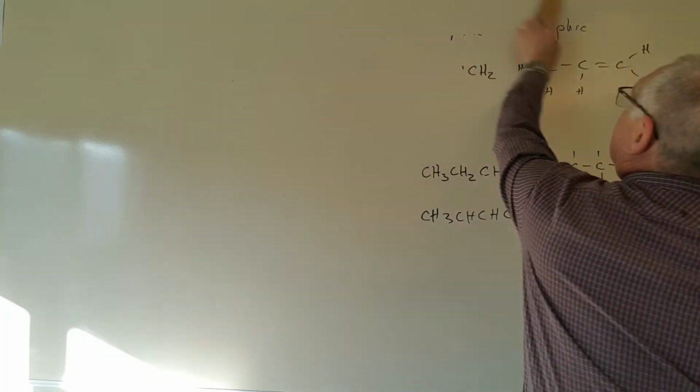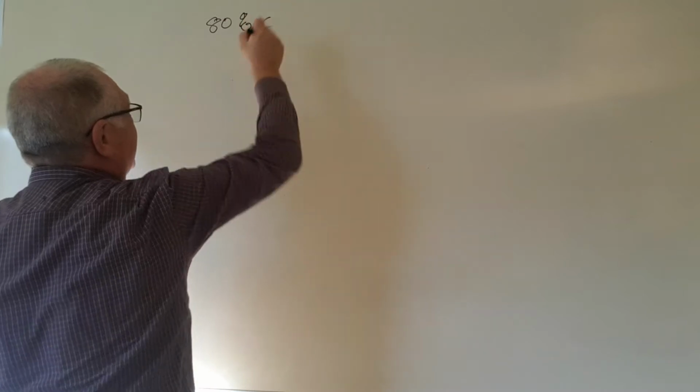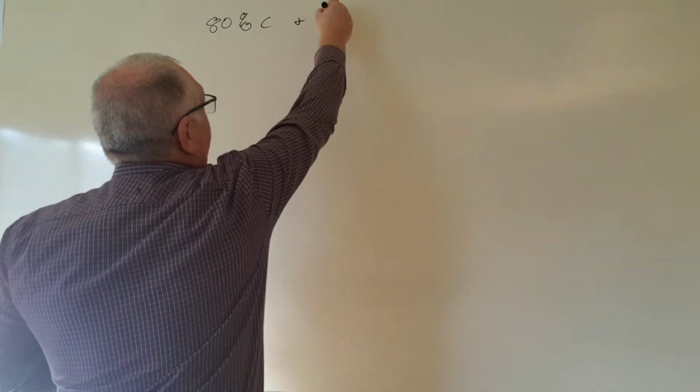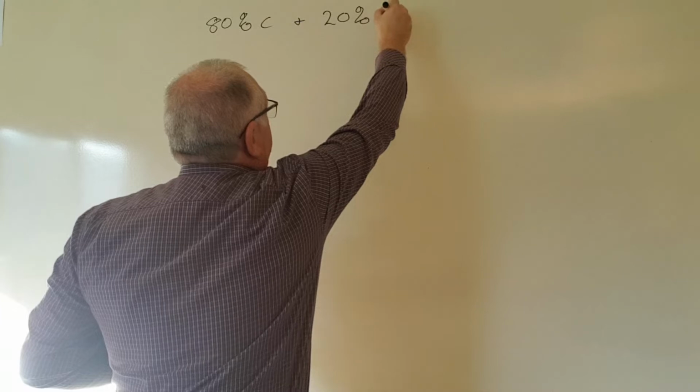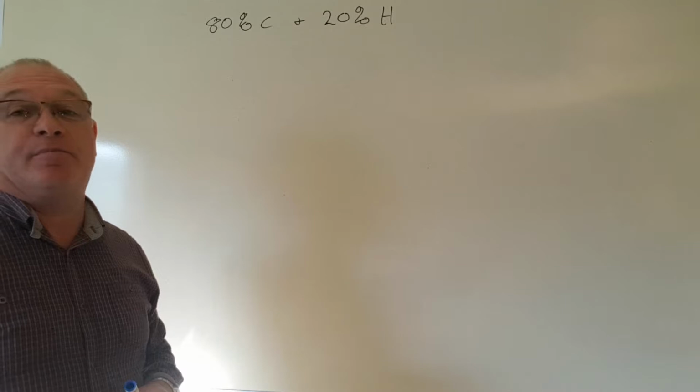So, how do we work out the empirical formula? Remember, the empirical formula is the lowest whole number ratio of elements in a compound. So, let's say that we were told that a compound was 80% by mass carbon and 20% by mass hydrogen. Let's have a look to see how we could work out the empirical formula.